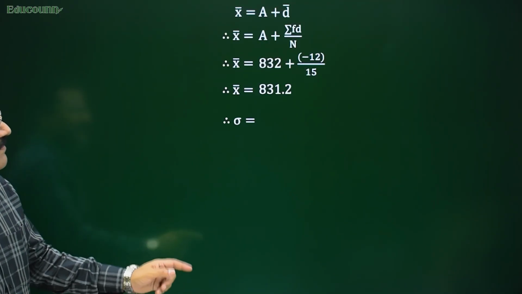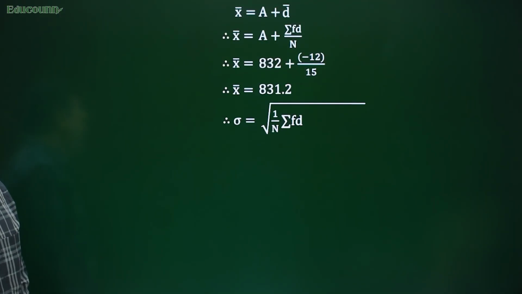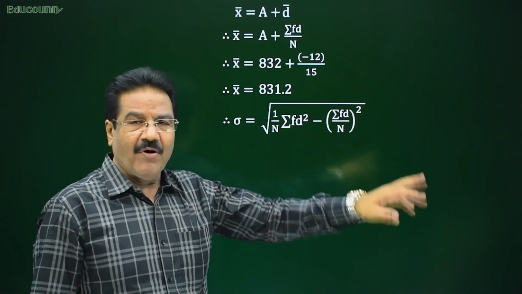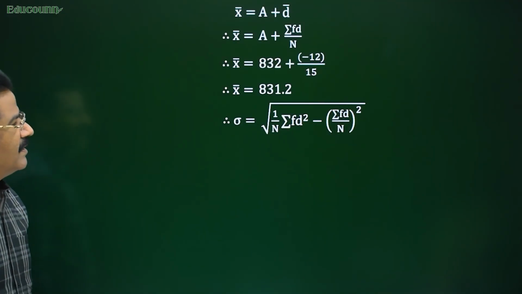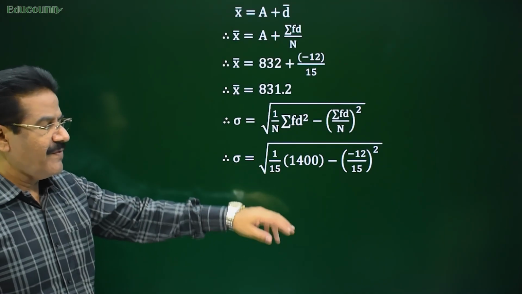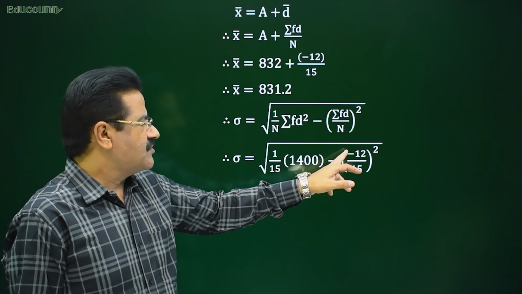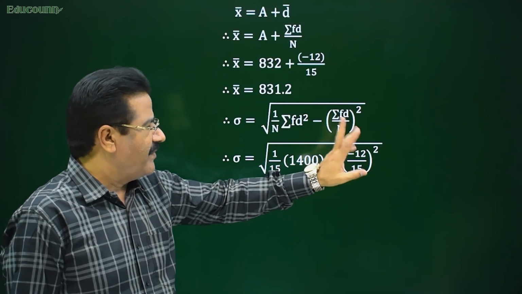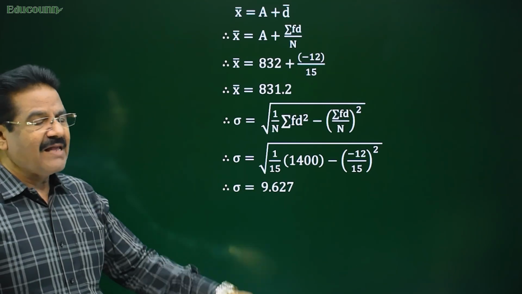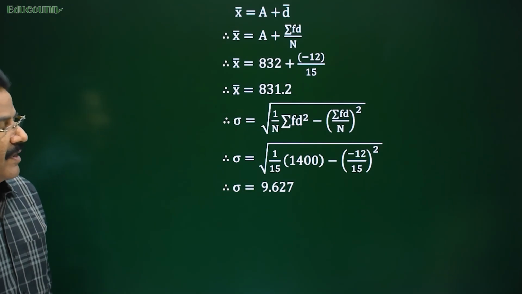And then sigma is equal to under root 1 upon N summation of FD square minus summation of FD upon N whole square. Substitute all the values. N is 15. FD square is 1400 minus of minus 12 whole square upon 15, and then we can see that the answer comes to be 9.627.